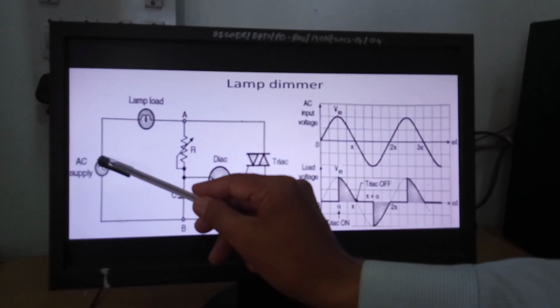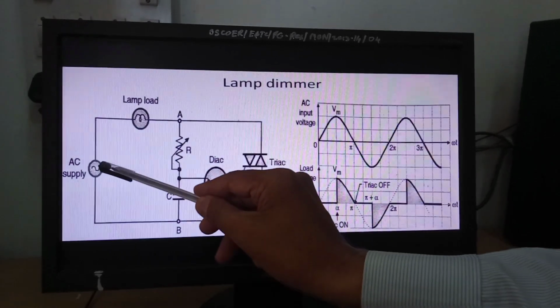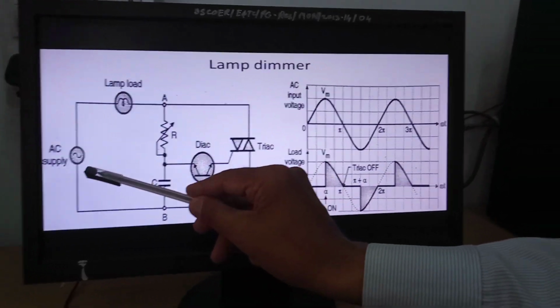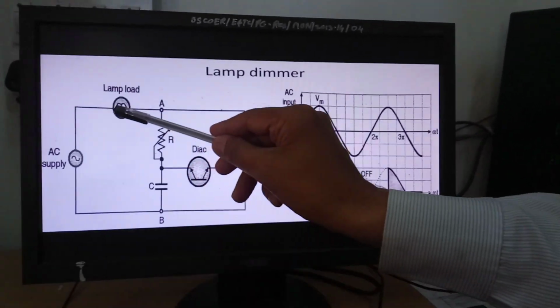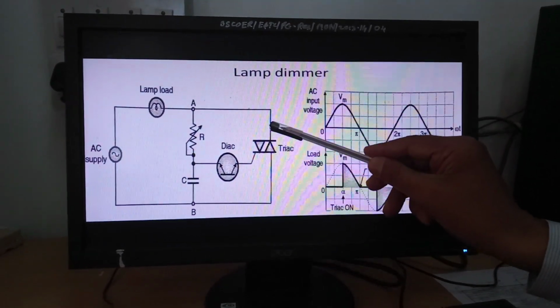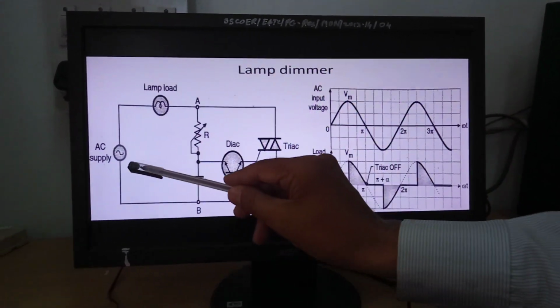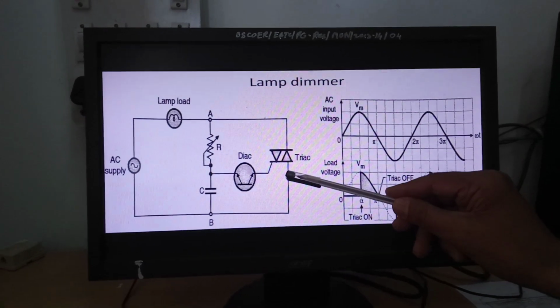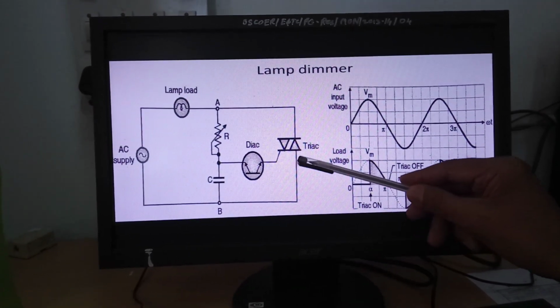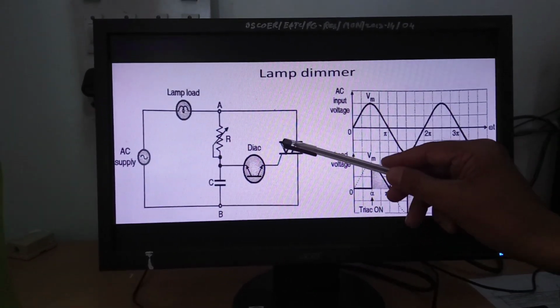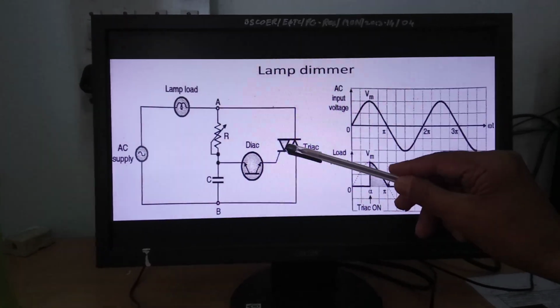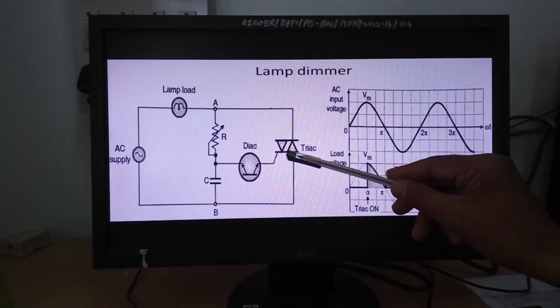Now during the positive half cycle, this is the phase which will become positive with respect to neutral. So this positive terminal will be connected to MT1 of this TRIAC, and the negative terminal will be connected to the MT2 terminal of this TRIAC, so that it will be in forward blocking state. So whenever we fire this, it will conduct.